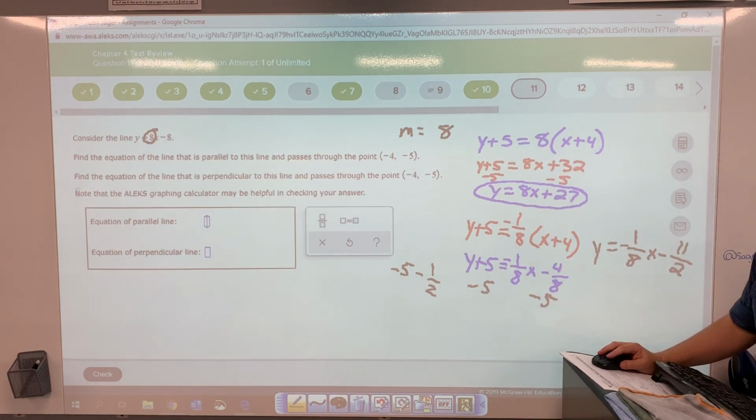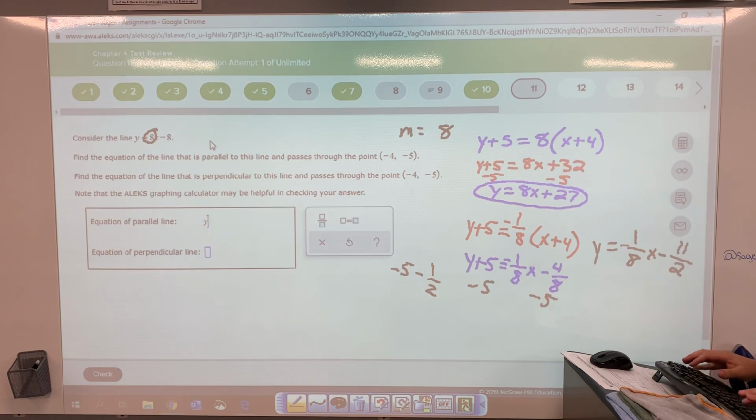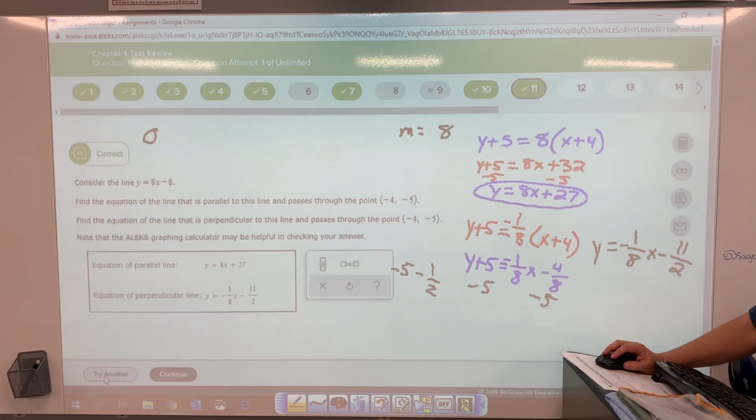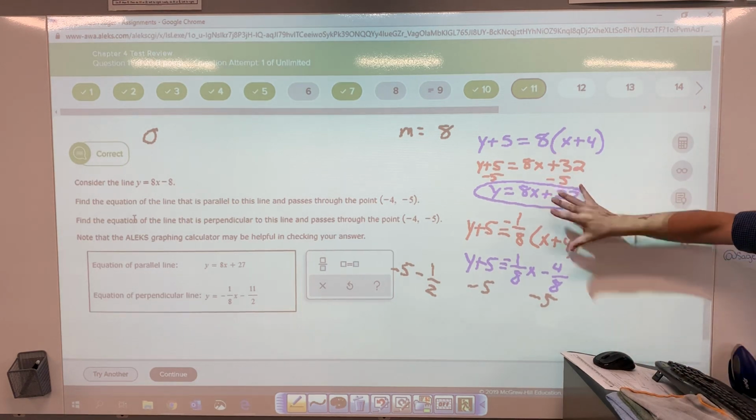And then you would come in here and make sure you find the right one. So the parallel line is going to be y equals 8x plus 27. And then the next one is y equals negative 1/8 x minus 11 divided by 2, which is 5.5. And let's check our answer. Hey, I got it right, okay? So hopefully you guys see the math process on that.